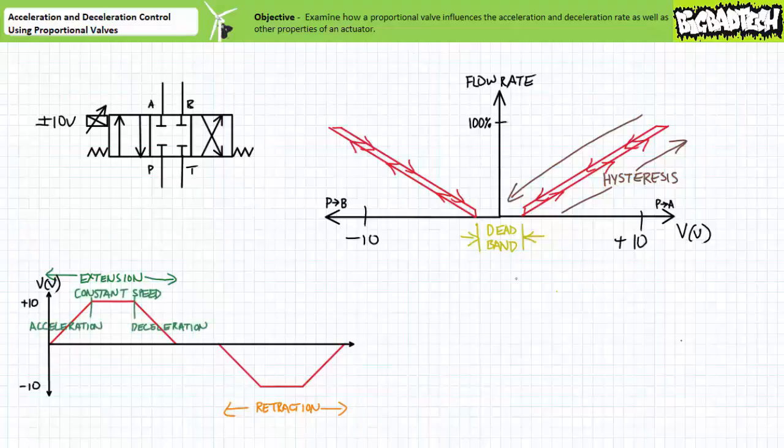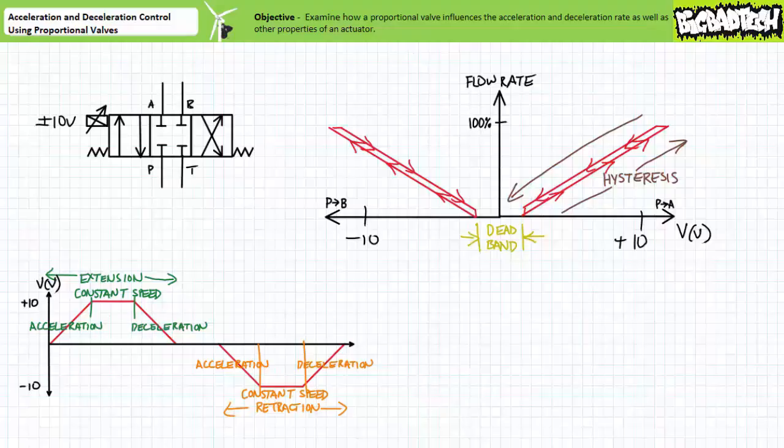Note the extension phase is divided into three separate subphases: acceleration, constant speed, and then deceleration. And the same can be said for retraction. Ramping up or down applied voltage to a proportional valve over time, rather than simply slamming it on or off at full flow, results in controlled acceleration and deceleration of the applied load. This could be used to smoothly and precisely position a critical actuator without risking mechanical stress or damage.